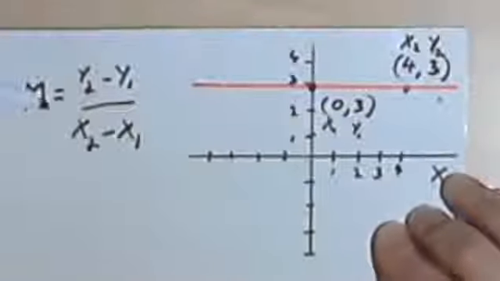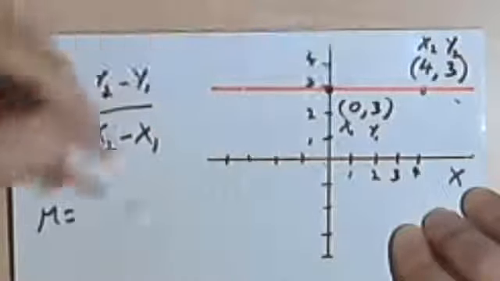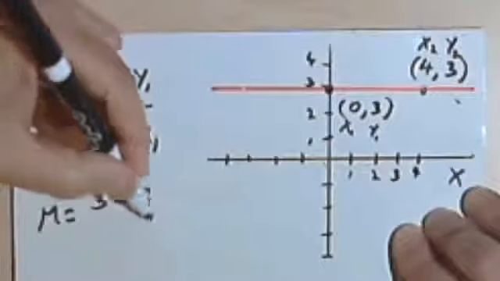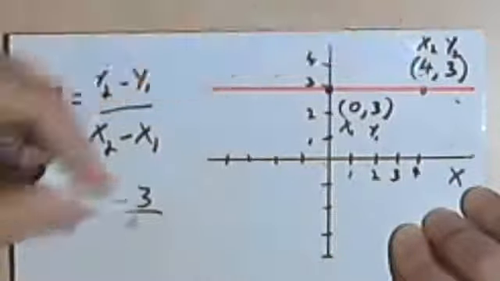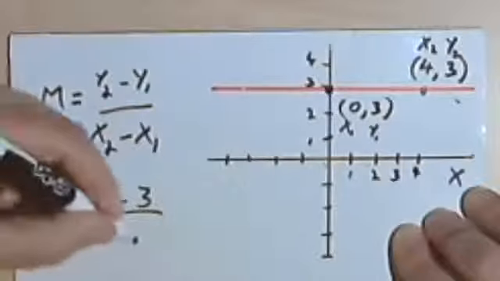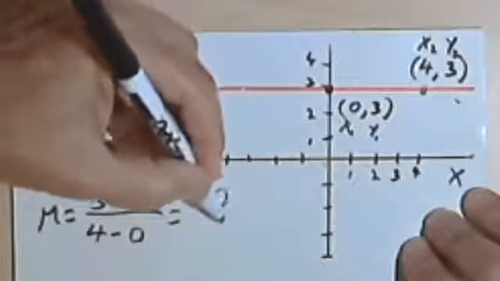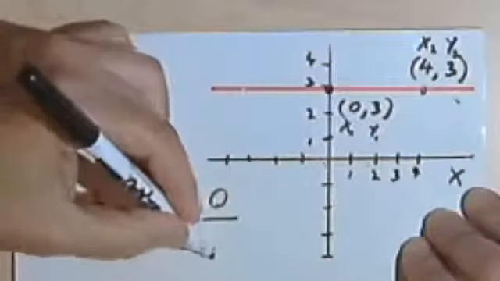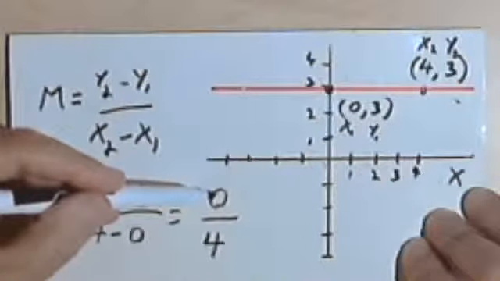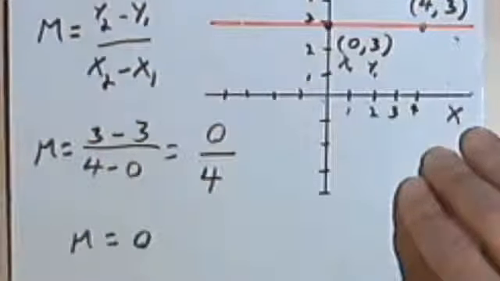And we'll use this equation to figure out the slope. So m equals, let's see, y sub 2 is 3 minus y sub 1 is 3, and then x sub 2 is 4 minus x sub 1 is 0. So 3 minus 3 is 0, and 4 minus 0 is 4. Well, if I have a fraction, anytime the numerator is 0, that means the fraction equals 0. So that means the slope is 0.